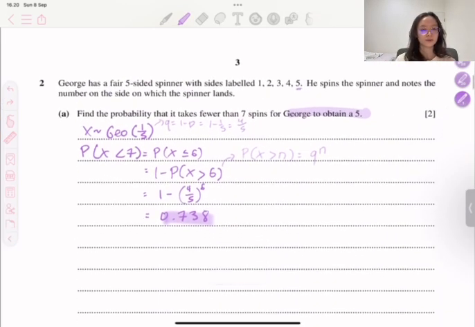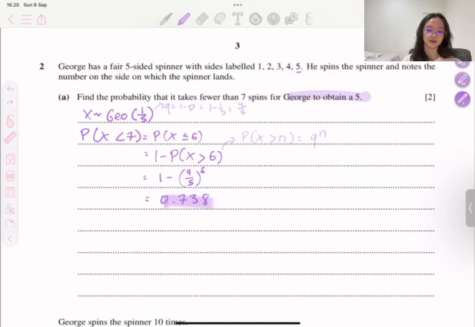Q is the probability of failure, by the way. So we can have 1 minus (4/5) to the power of 6. If we put it in the calculator, the answer we will get is 0.738 in 3 significant figures.